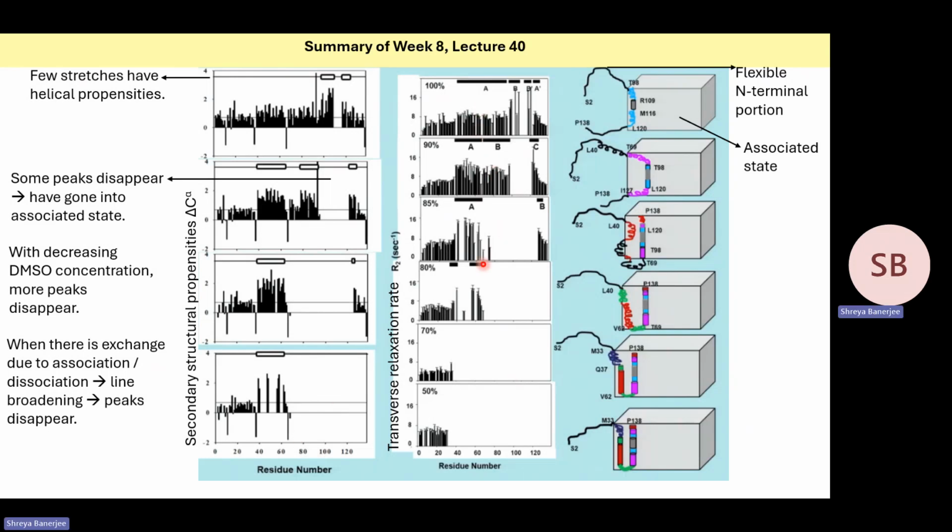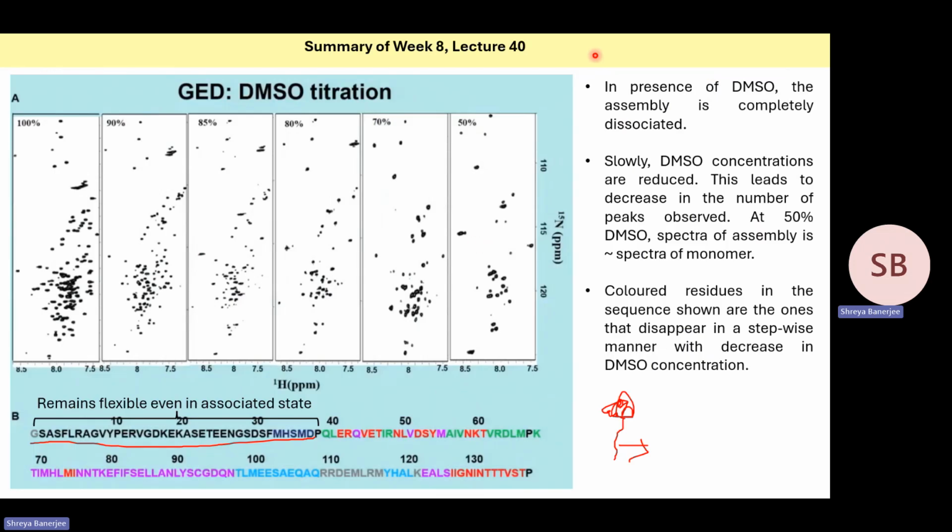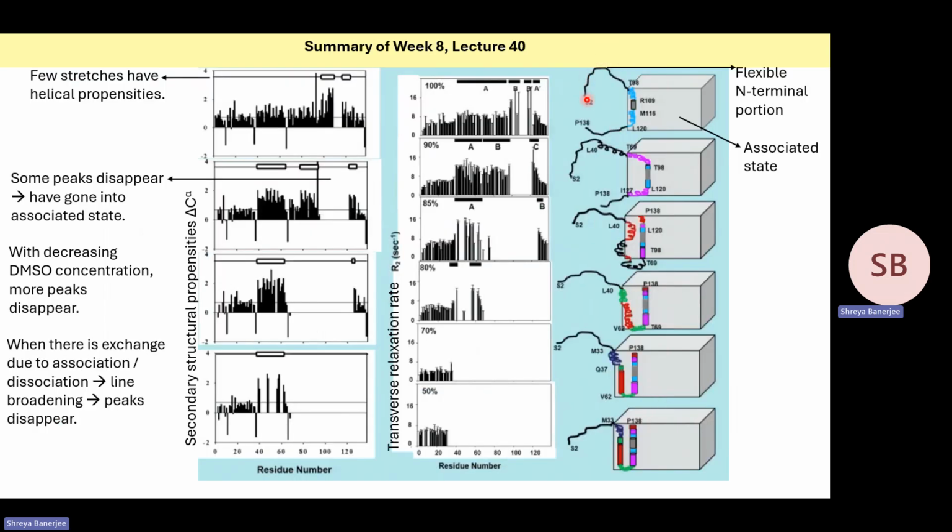You can see that over here as well. This is the transverse relaxation rate. As the aggregation is forming, more and more peaks of the transverse relaxation rate are disappearing. That is, they are not observed in the NMR because they have formed part of the aggregate. And here it is shown what is happening to the structure. You can see initially the flexible portion, shown in black here, which hangs as a tail even when the aggregate is formed. So you can see it is retained.